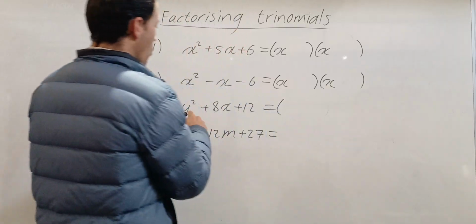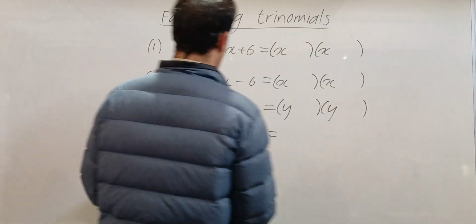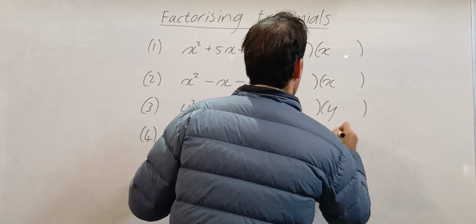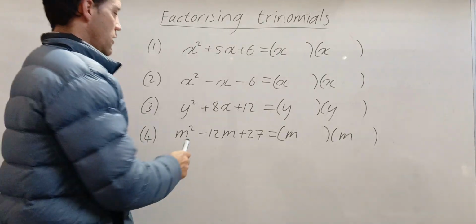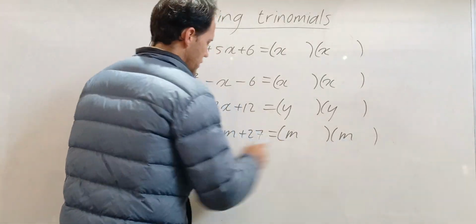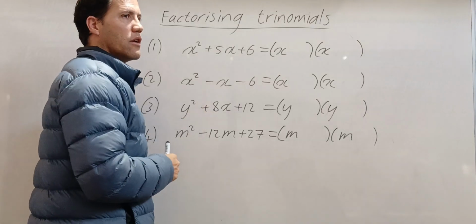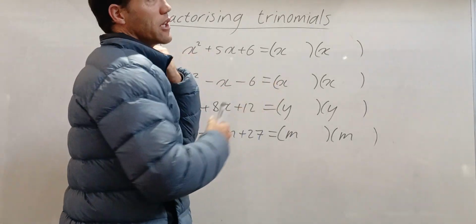Well, this one is now y squared. So obviously we're going to make it y times y. This one I made it m squared. So we're going to start with m times m. So the start is easy. M times m is m squared. Y times y is y squared, and so on. Now the rest is a little bit more difficult.